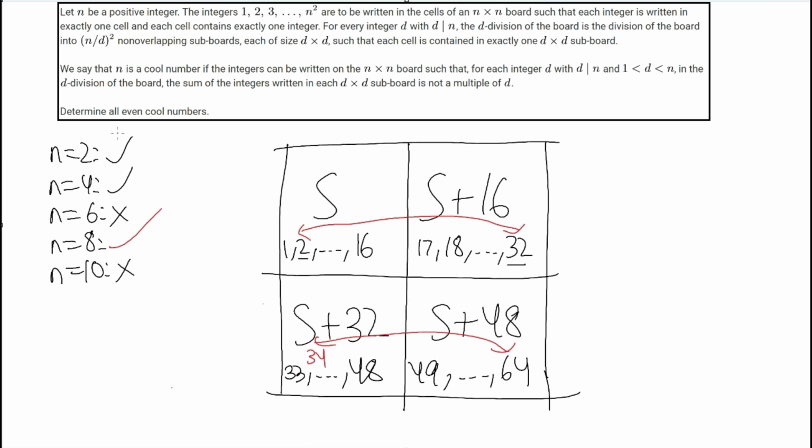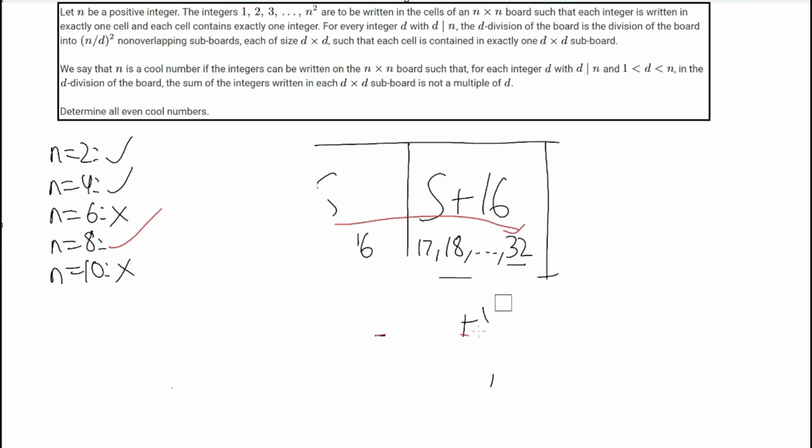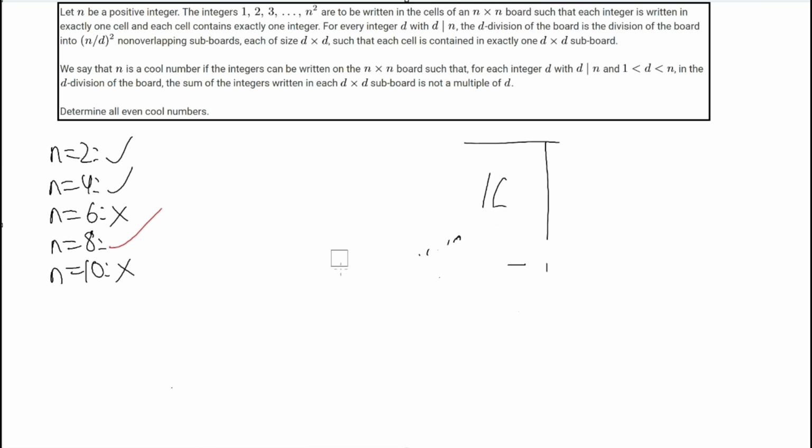So 2, 4, 8, does it suggest something interesting? Well, it definitely suggests that the only n that seem to work are when n is a power of 2. So let me go ahead and write that down real quick. So it seems like the only n that work are n equals 2 to the k.